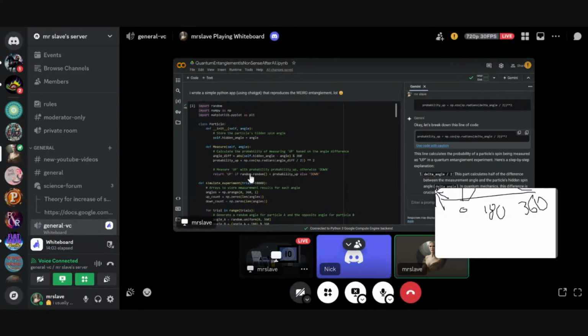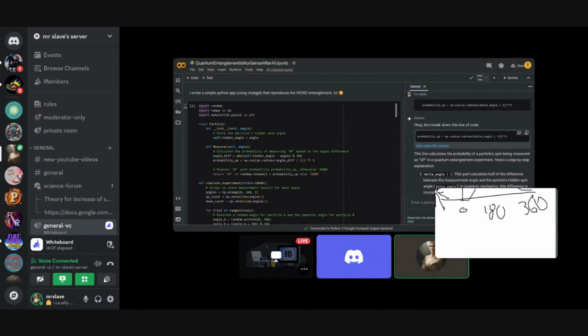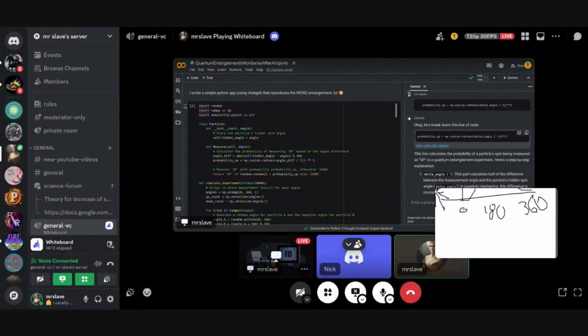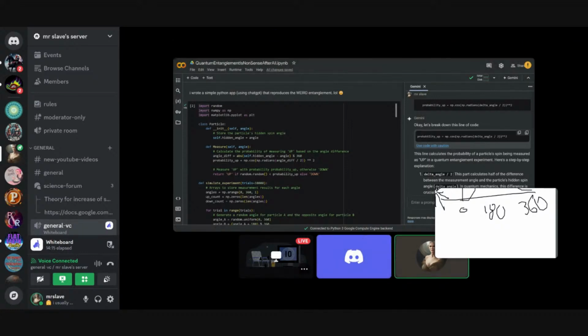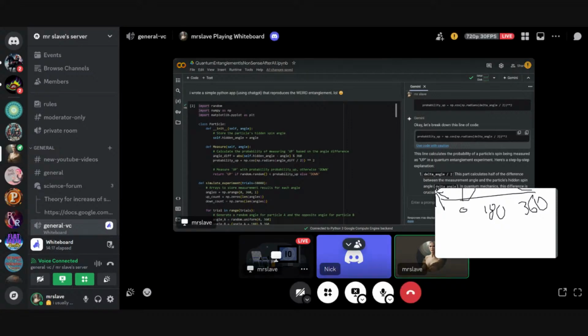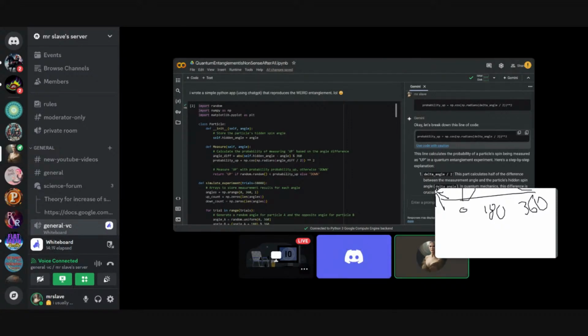All we tell B is in what angle we're measuring it, and all it's using to give the answer is the angle and the hidden angle. The angle is the magnetic angle, and the hidden angle is its own angle, and it comes up with some answer. And the answer, when you plot it, looks exactly like it looks in the lab.